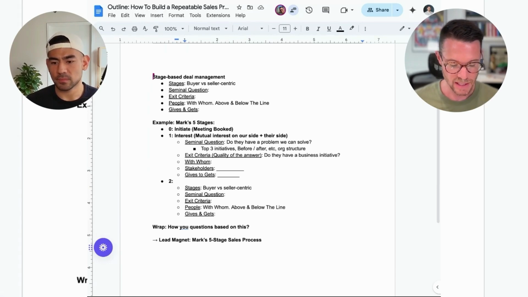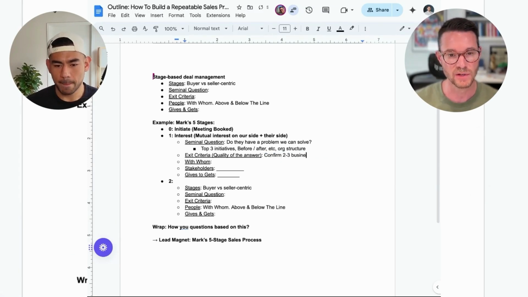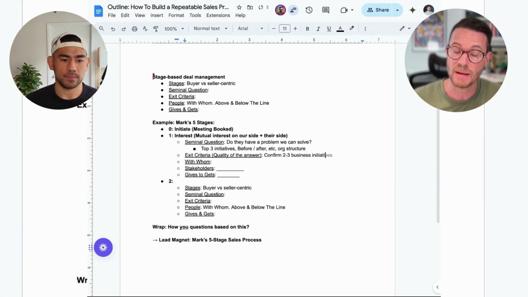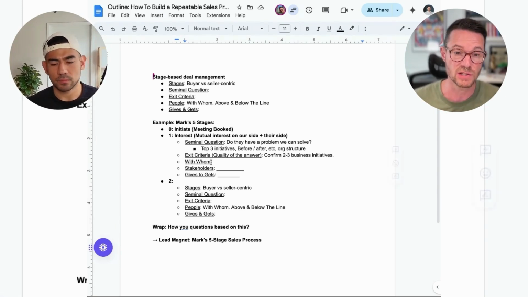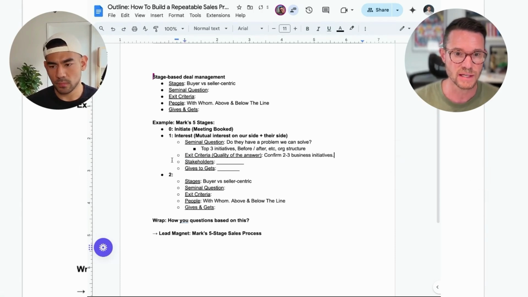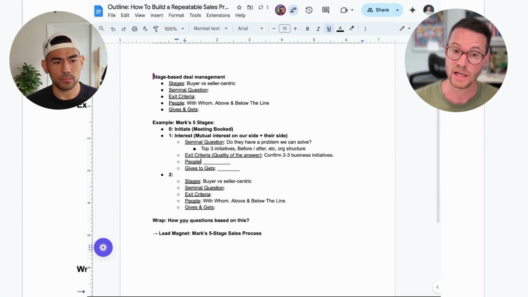For example, in stage 1, typically what I want to know is, I want to confirm 2 or 3 business initiatives. The reason I say confirm is because I like my reps to go in with some hypotheses of what those business initiatives are, and then we need to confirm those hypotheses. What is actually going on in that business that's an initiative that we can attach to? Notice I'm not saying a challenge. An initiative can be a challenge, but it doesn't have to be.